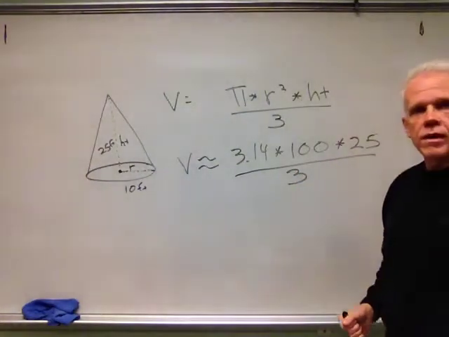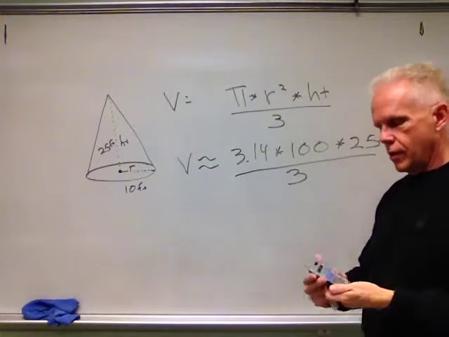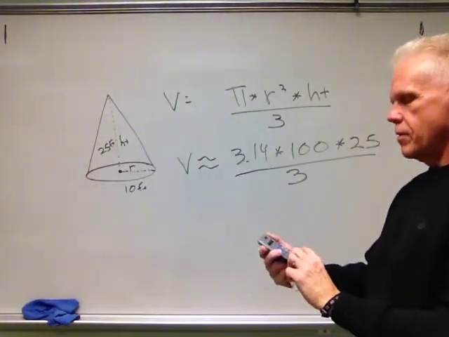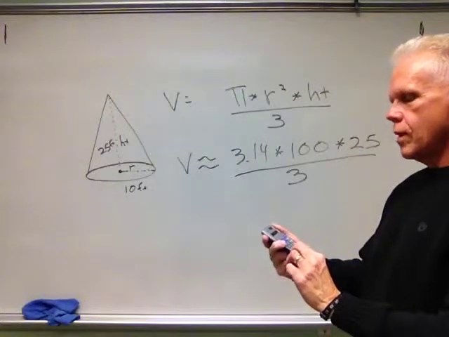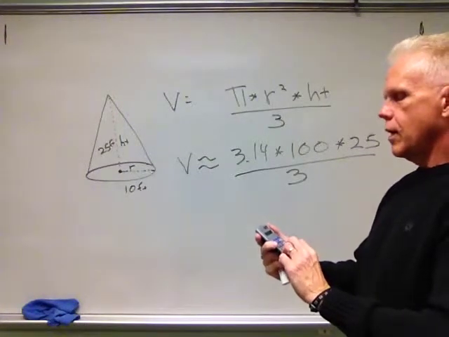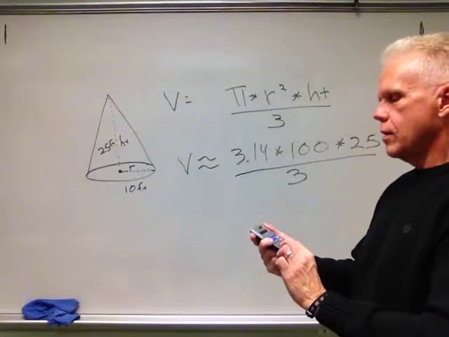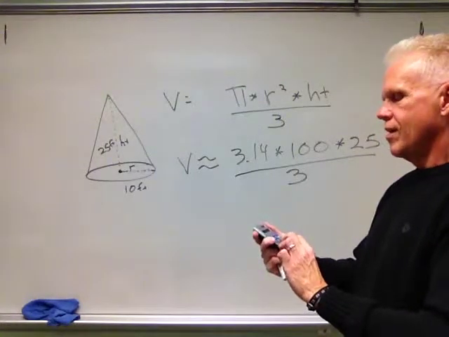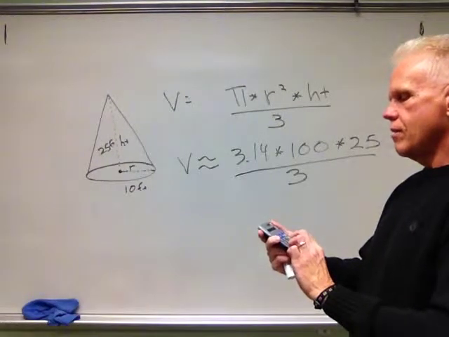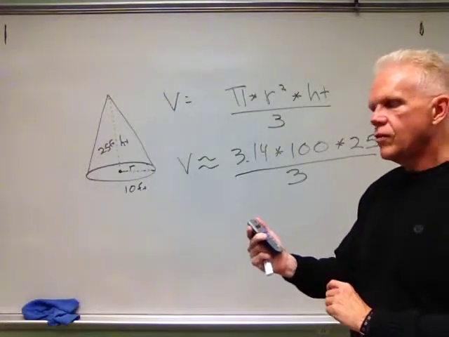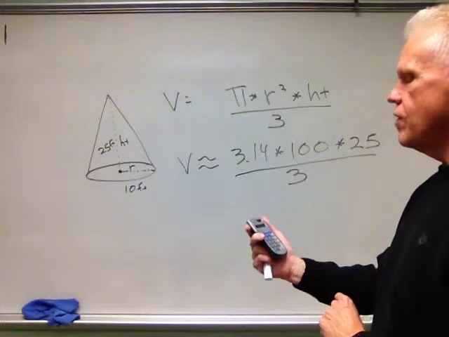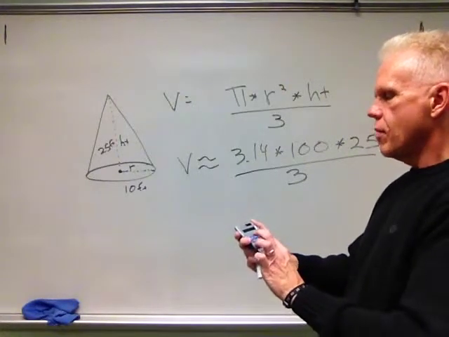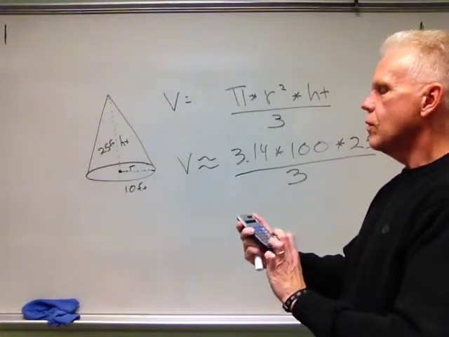To do my math, I'm going to go to my handy-dandy calculator. I'm going to put in 3.14 times 100 times 25, and now I'm going to go equals. At that point I've got 7850, and then I'm going to divide that top part by 3.